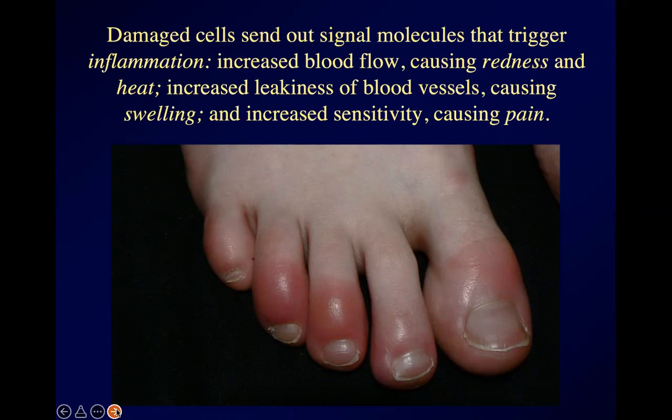Excuse me. There, hopefully got rid of some pathogens there.